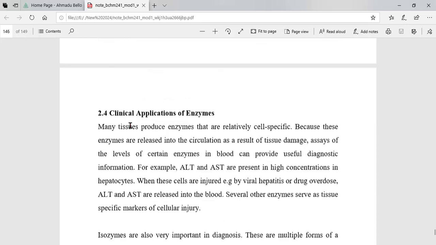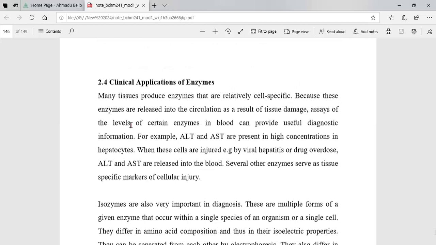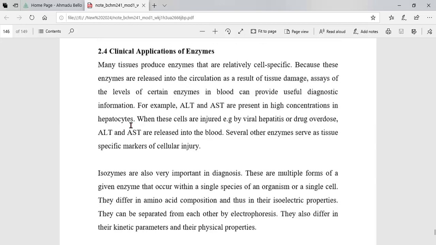So we have clinical application of enzymes. Many tissues produce enzymes that are relatively cell specific, because these enzymes are released into the circulation as a result of tissue damage. So assays of the level of certain enzymes in blood can provide useful diagnostic information.